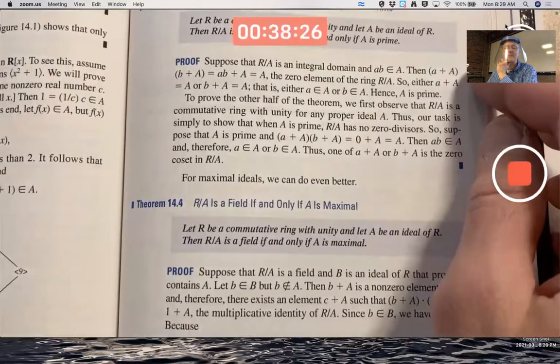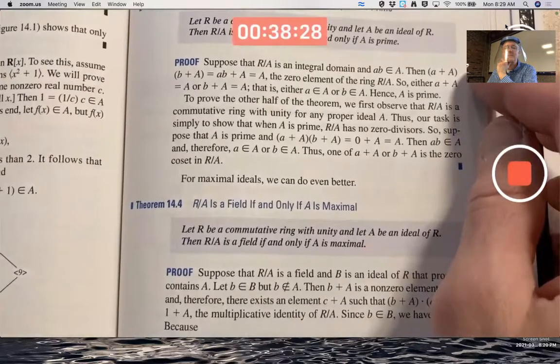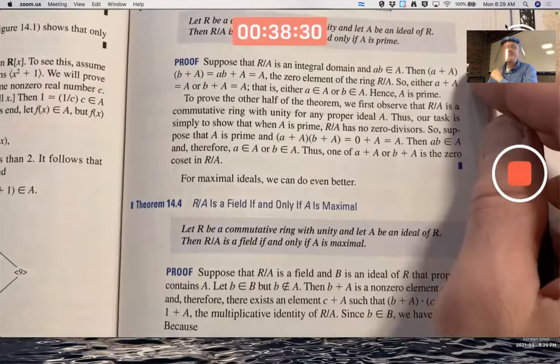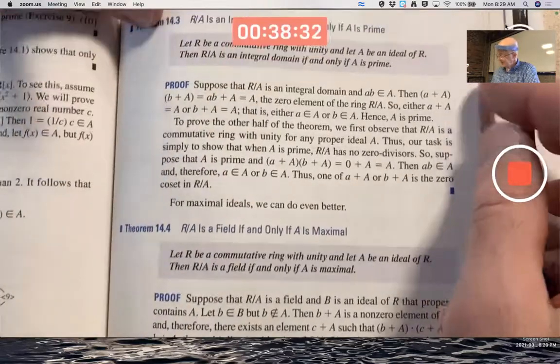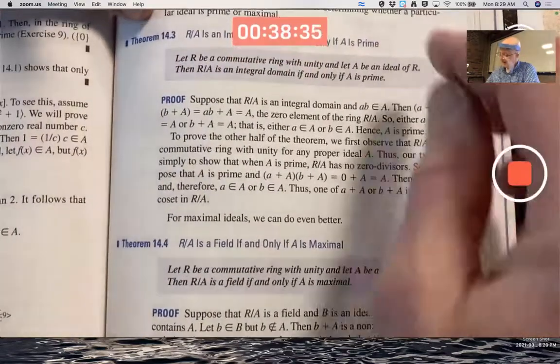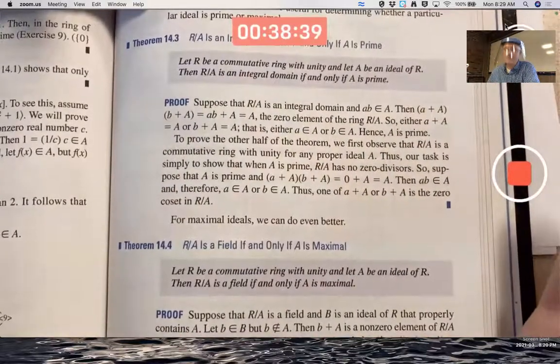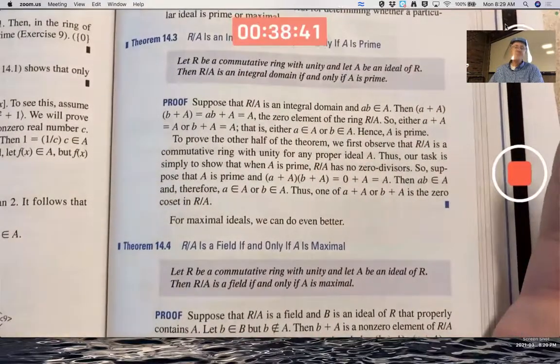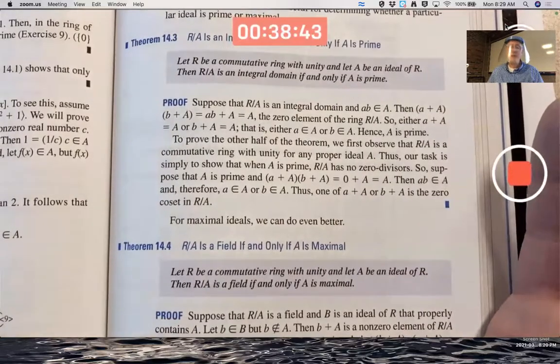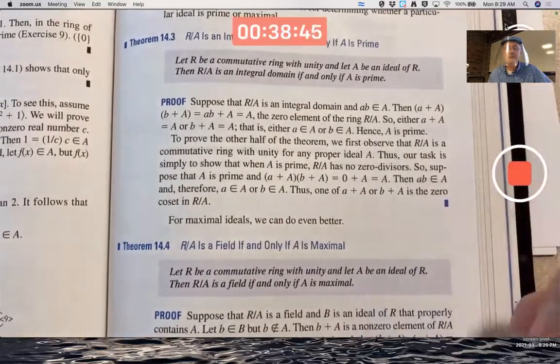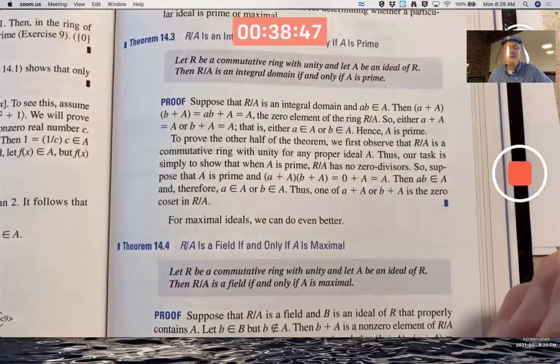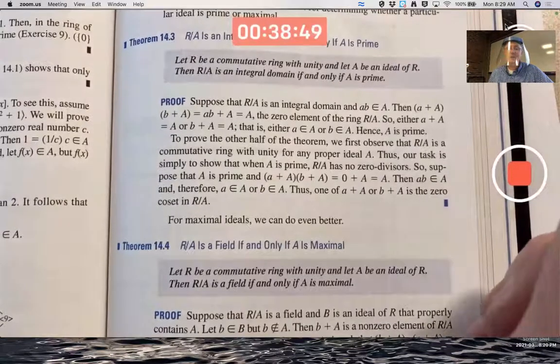That's what the textbook does here. For the other direction, assume A is a prime ideal, and show this is an integral domain. We need to show it doesn't have any zero divisors. It's already a commutative ring with unity, since R is a commutative ring with unity. So show it's got no zero divisors.